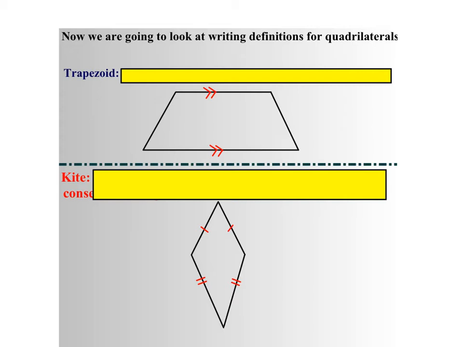Okay, putting triangles behind us, let's talk a little bit about quadrilaterals. Looking at the following, I see a trapezoid. A trapezoid is a quadrilateral. I'm going to refer to it as just quad for now. With exactly one pair of parallel sides.